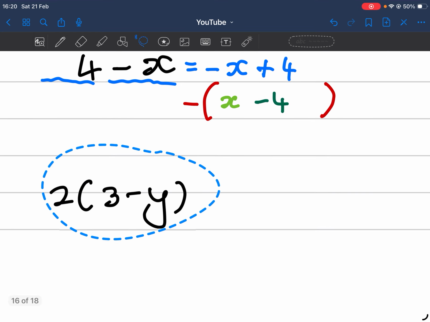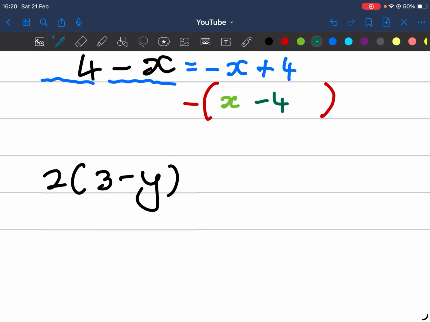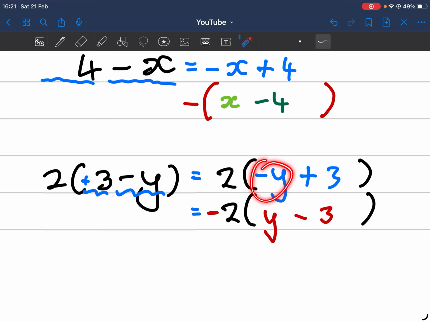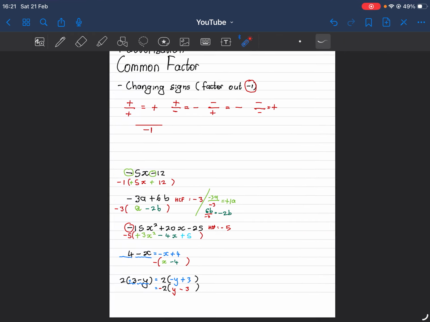Let's apply it to this one now. How will it look with a question like this? So let's start by rearranging, obviously. So inside our bracket we'll have negative y and plus 3. And then on the next line, see the 2 does already exist outside our bracket, so I'm not going to do anything to it. But I am going to factor out a negative sign, and that leaves me with y minus 3 because we just changed the signs inside the bracket, and that is factorized.